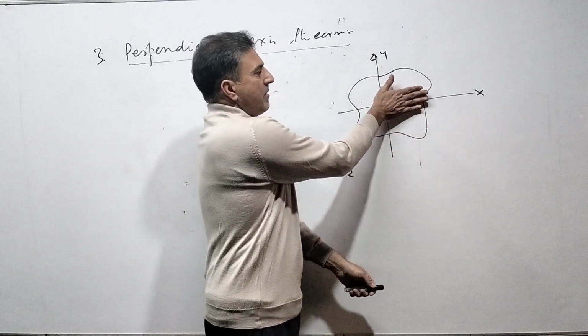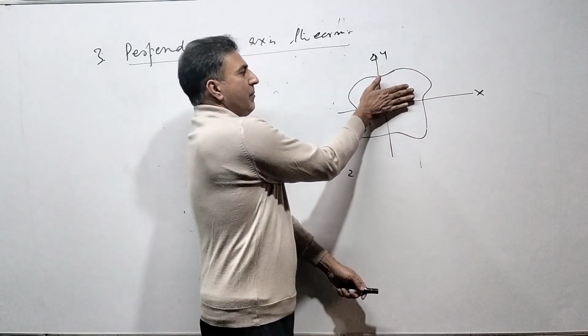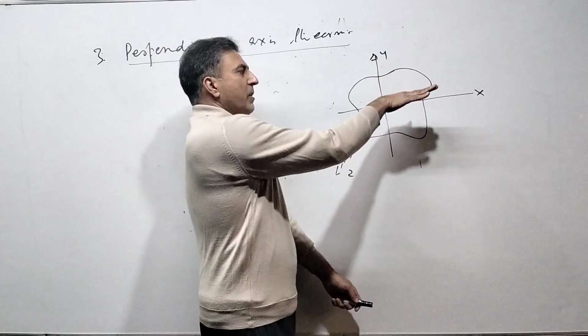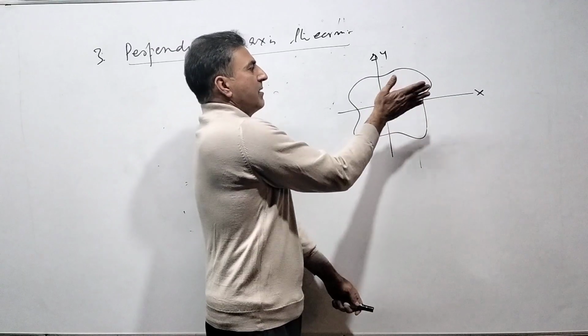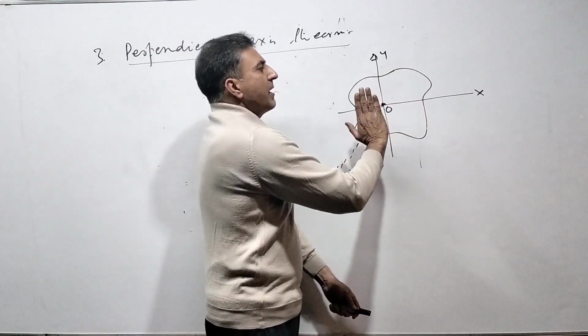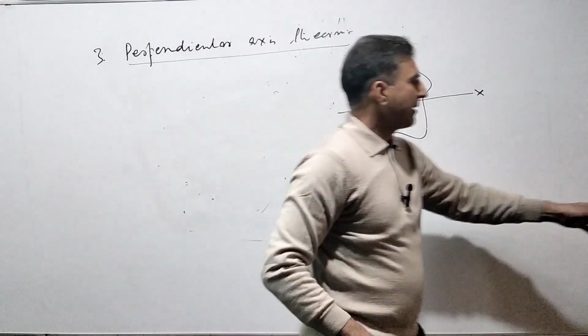Suppose it is my hand on the plane of the board. If it rotates like this, it rotates about the x-axis. It can rotate about the y-axis. Like this, it rotates about the z-axis. Something like this.